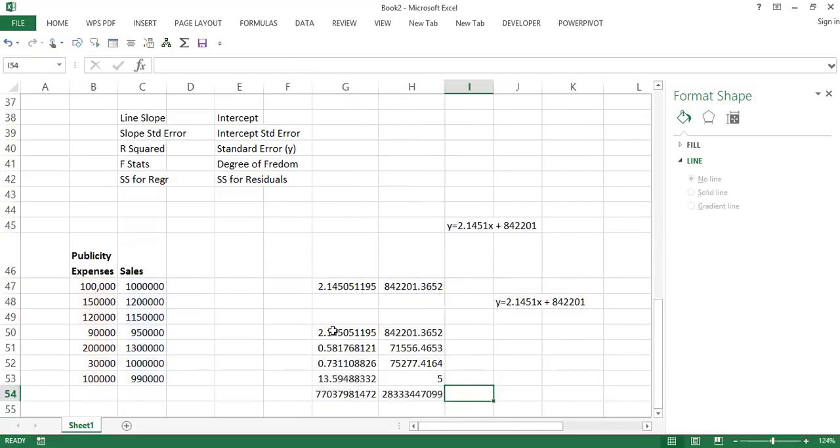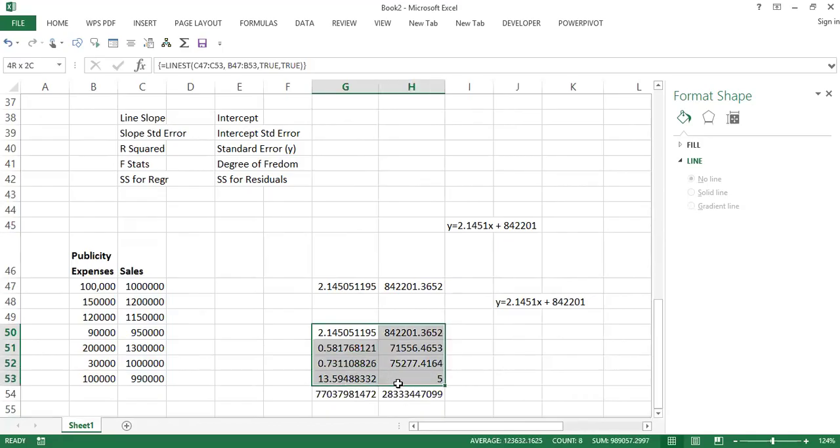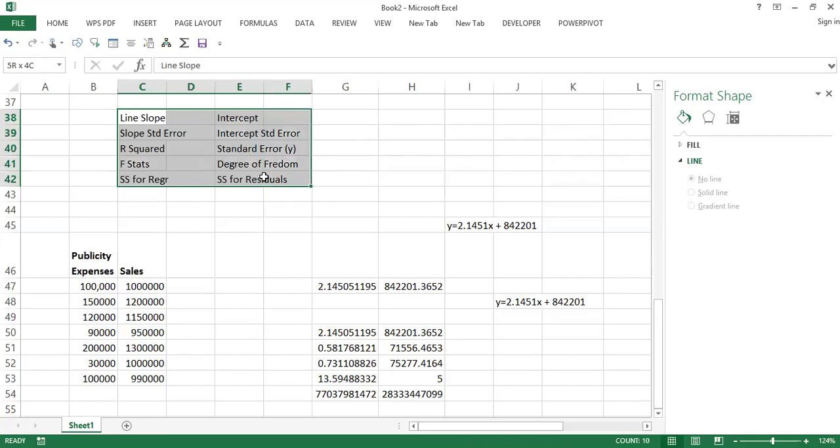So this time around, it's giving you more details. What are these details? These are these figures, these things you are seeing here. Let me put it side by side.